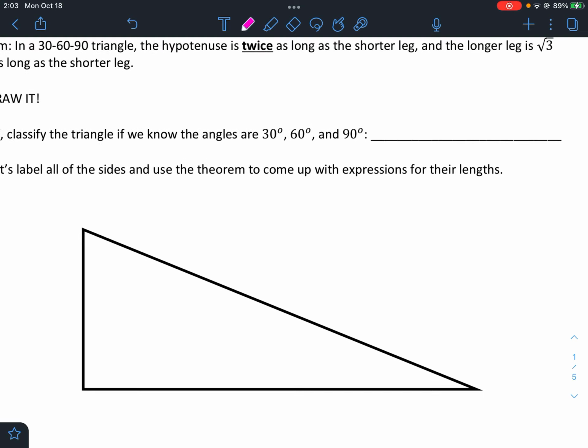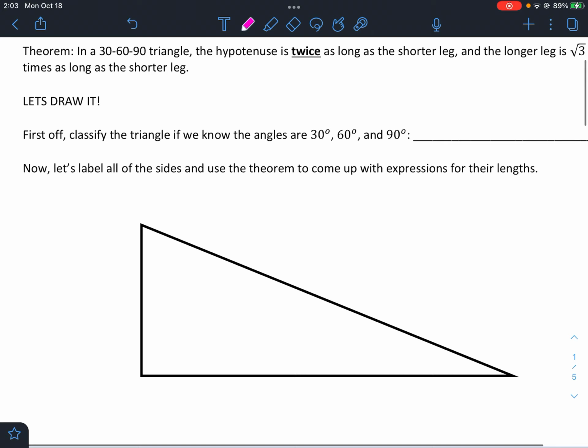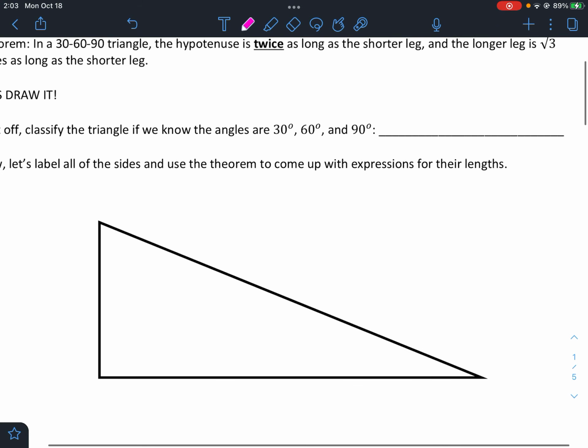All right, first of all, let's classify this triangle if we know the angles are 30, 60, and 90. Well, if we have a right angle there, it's going to be a right triangle. If all three angles are different, we know that this is a scalene triangle, so this is going to be a scalene right triangle or a right scalene triangle.